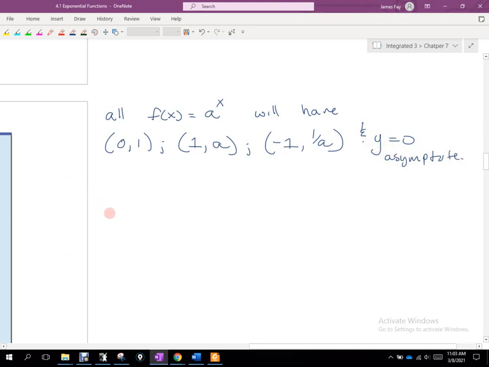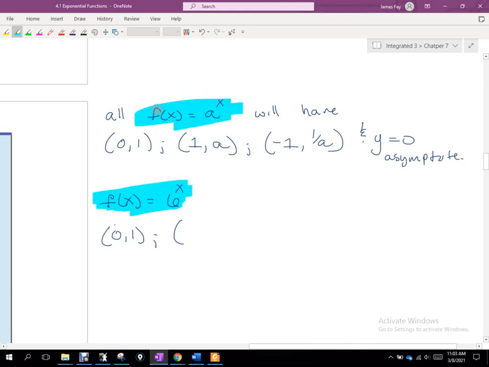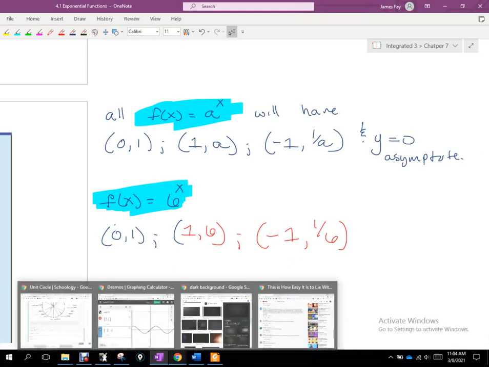So if I asked you to graph, for instance, let's say f of x equals 6 to the x, you're going to graph these 3 points. So you're going to graph (0, 1). What is my a value? If I look at that and compare it to that, what is a? A is 6. So I'm going to go (1, 6), and then I'll have (-1, 1/6). If you plot those 3 points and connect them with a smooth curve, you will have your exponential.